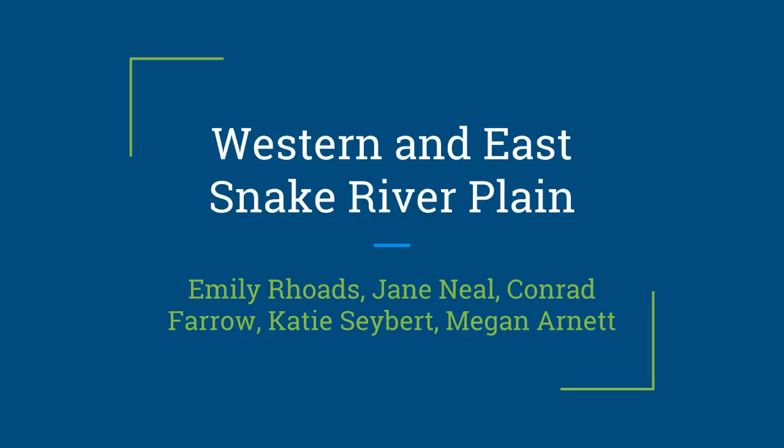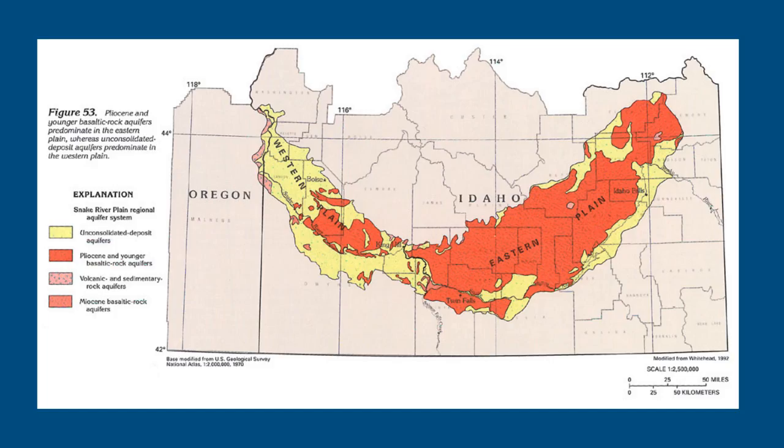This is Group H by Western and Eastern Snake River Plain by Emily, Jane, Conrad, Katie, and Megan. We had Section H, which is the extending part of the Snake River Plain through eastern Idaho to western Idaho, shown here on the map.